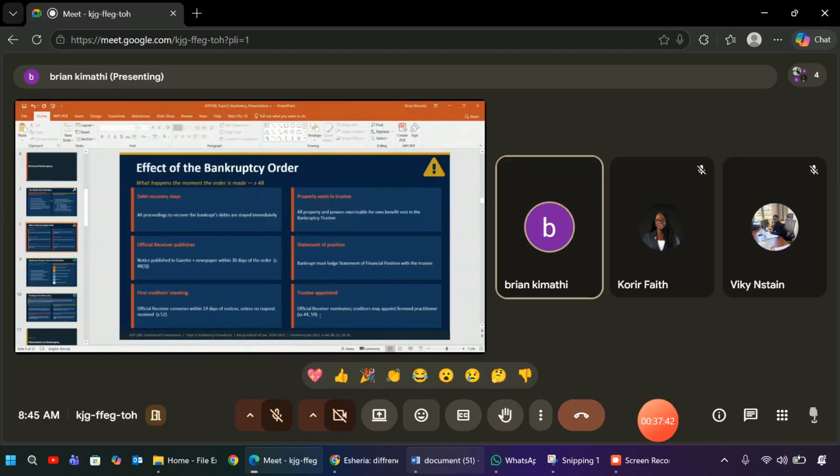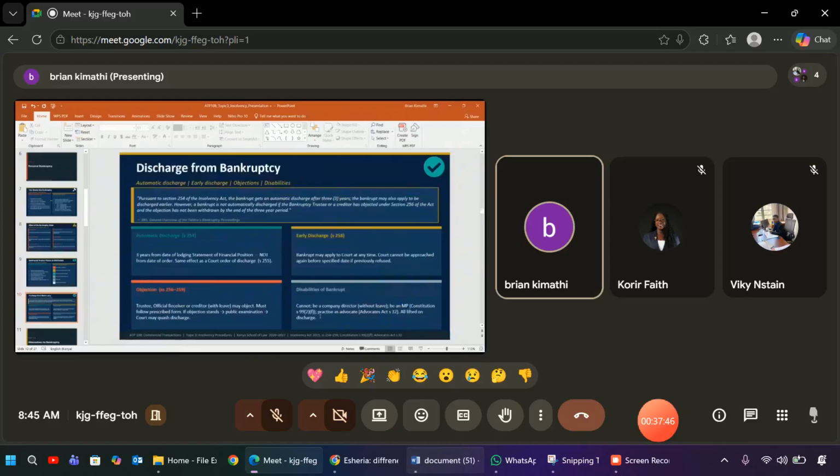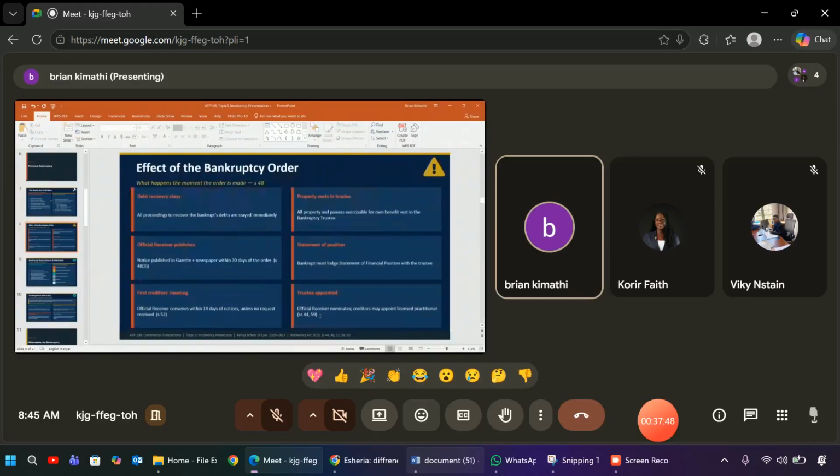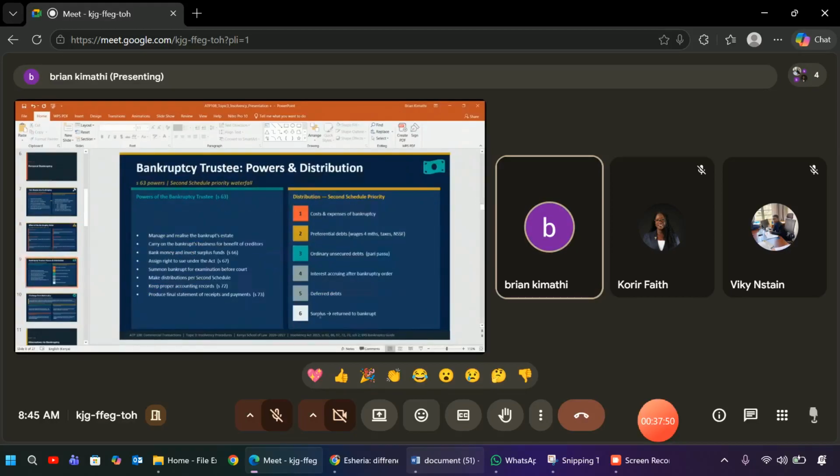And now the official receiver and the trustee, they are now like executors, because your properties have become like an estate. So it's like you are in some sort of estate administration. Yes, now the bankruptcy trustee's powers and distribution per section 63. Powers of the bankruptcy trustee: manage and realize bankrupt's estate, carry on the bankrupt's business for benefit of creditors.